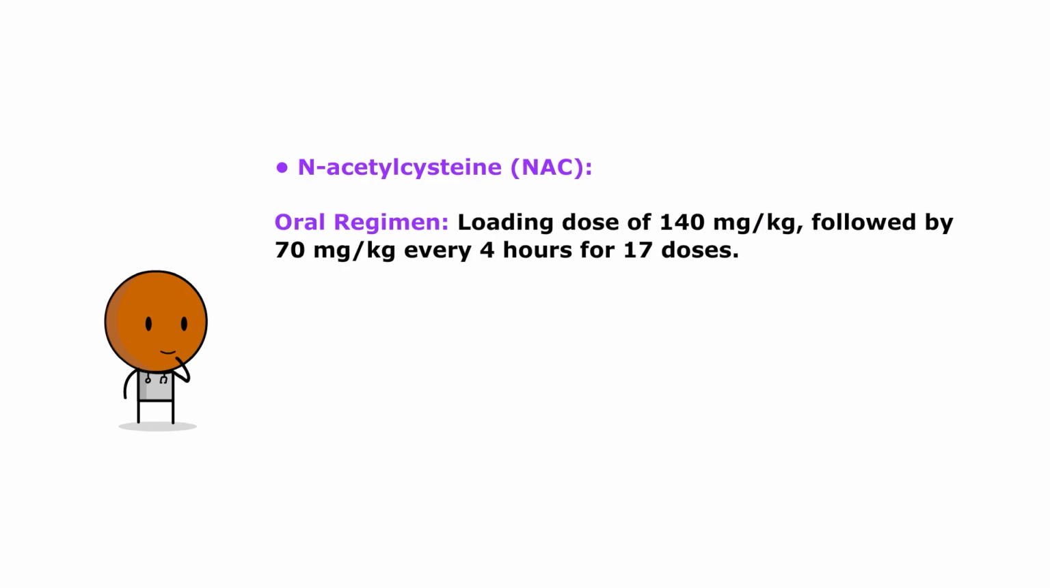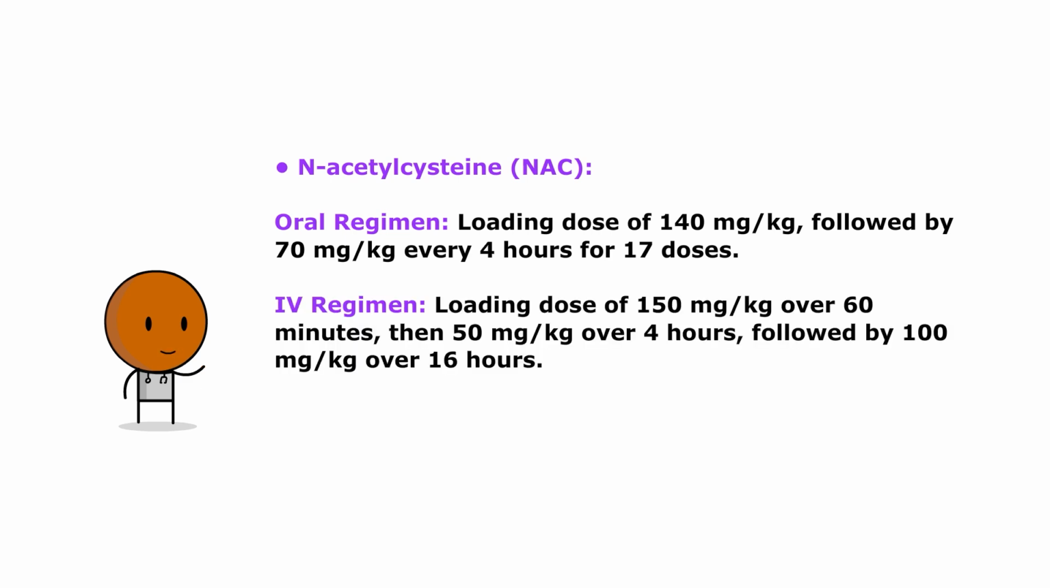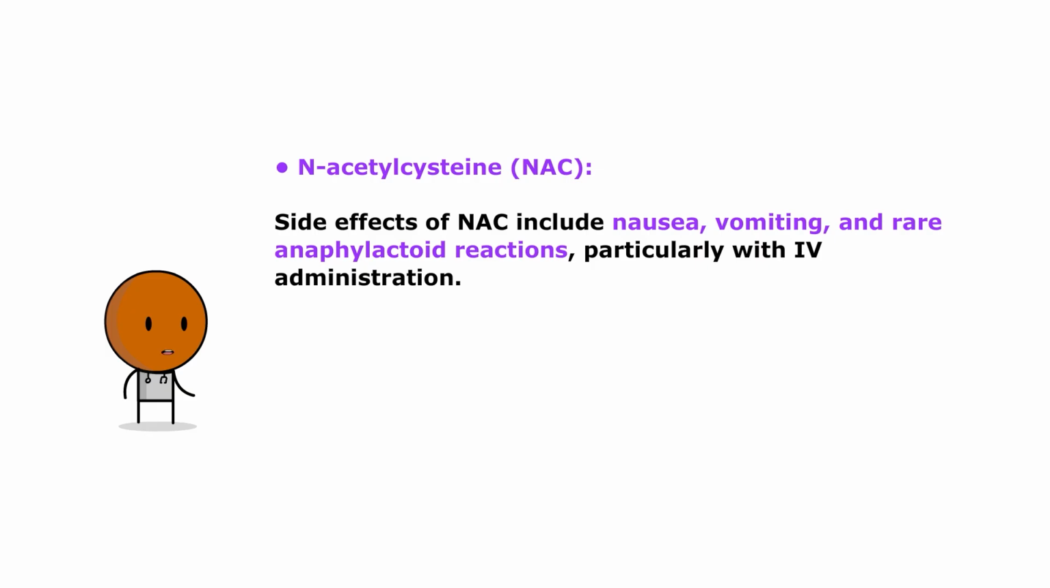Regarding the oral regimen, loading dose of 140 mg per kg followed by 70 mg per kg every 4 hours for 17 doses. And regarding the IV regimen, the loading dose of 150 mg per kg over 60 minutes, then 50 mg per kg over 4 hours followed by 100 mg per kg over 16 hours. Now the side effects of NAC include nausea, vomiting, and in rare cases anaphylactoid reactions, particularly with the IV administration.